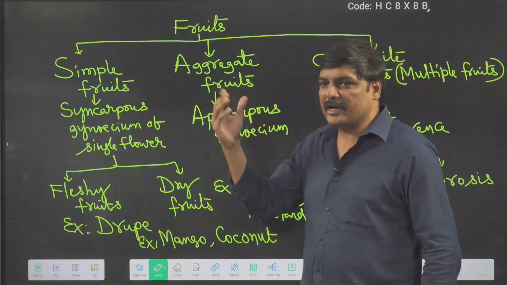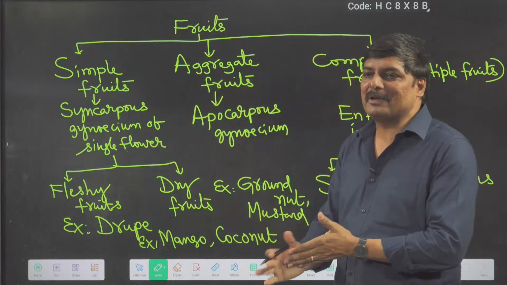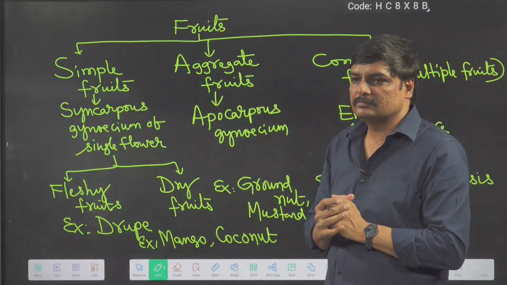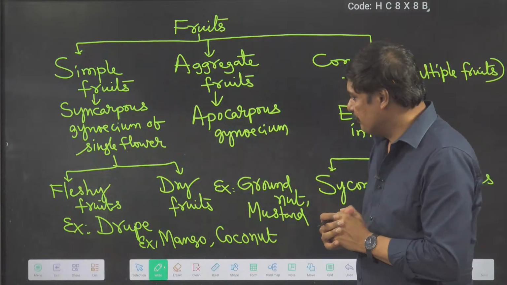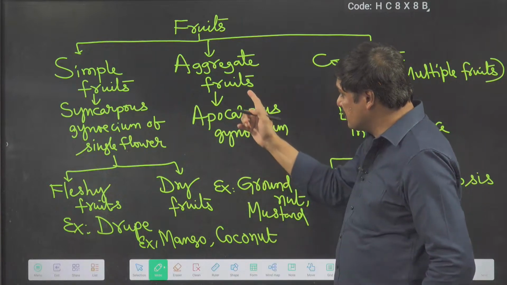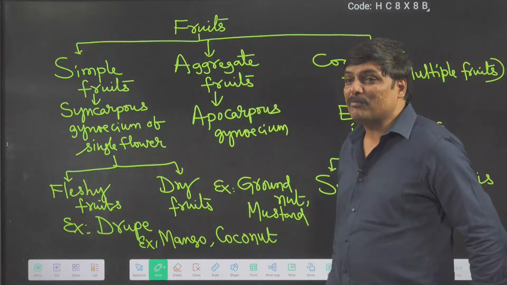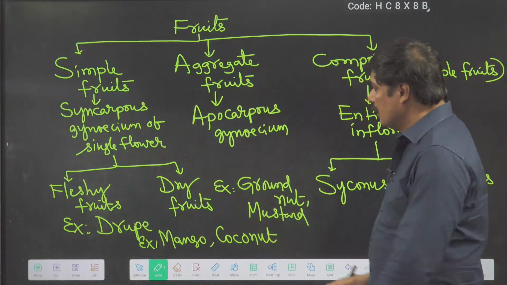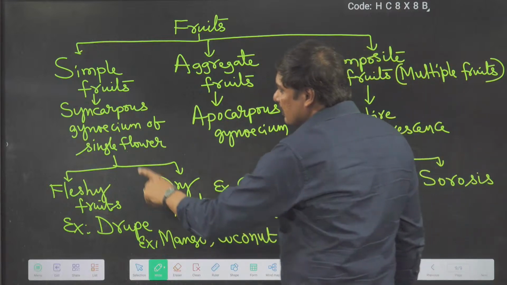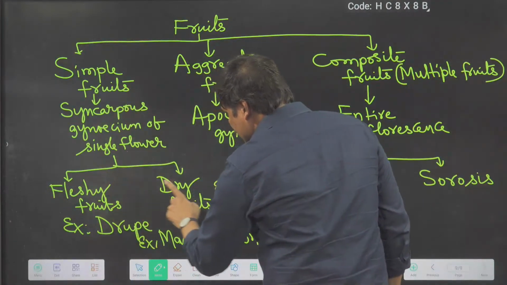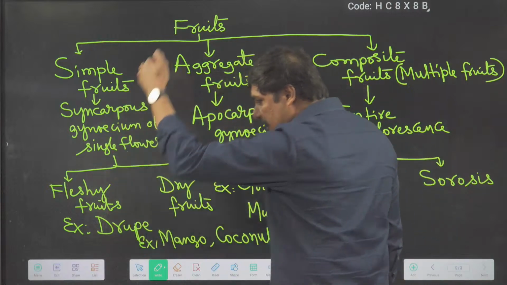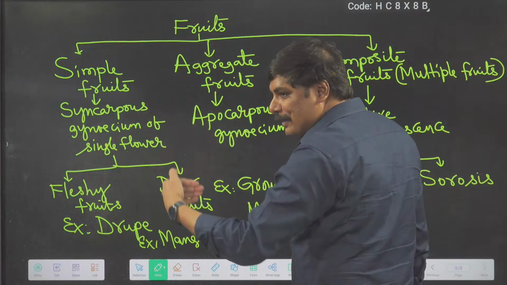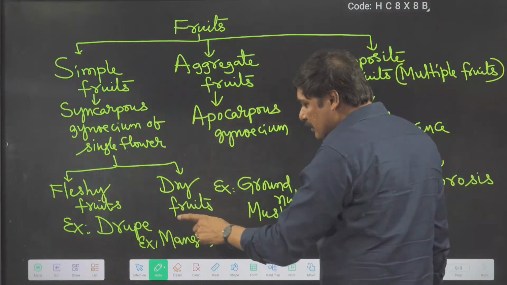Okay. You know aggregate fruit. Custard apple is the best example of an aggregate fruit. Annona squamosa is the botanical name. Custard apple, aggregate fruit. So these are very, very important. Simple fruits are two types, fleshy fruits and dry fruits. Fleshy fruits are of different types like drupe, pepo, pome, hesperidium, etc. The best example is drupe.